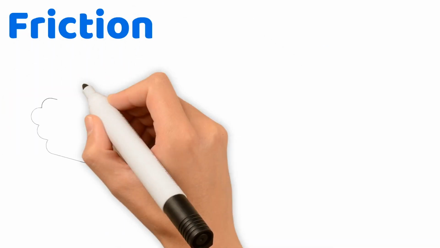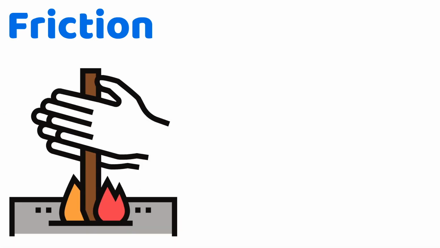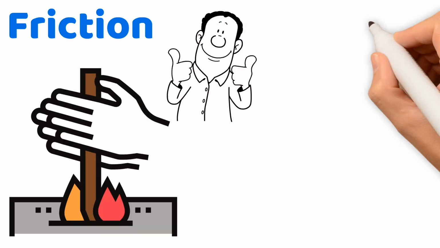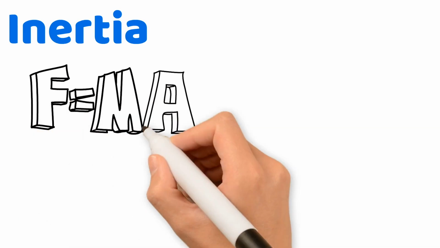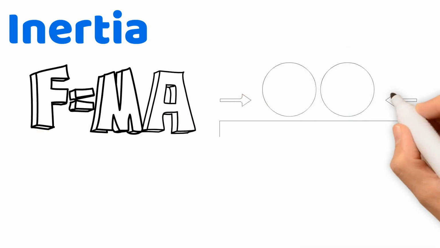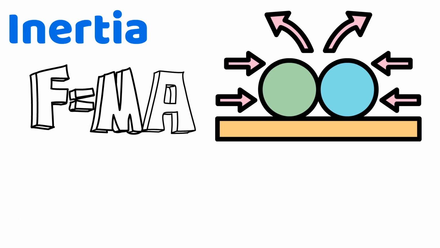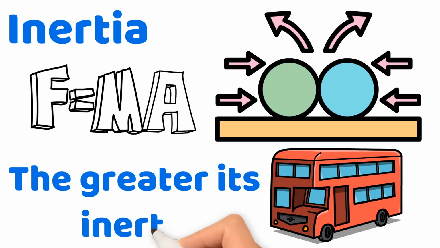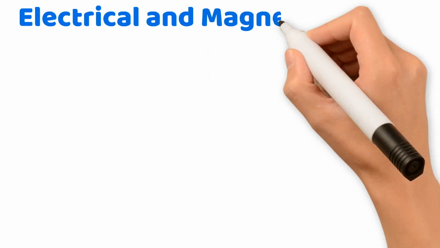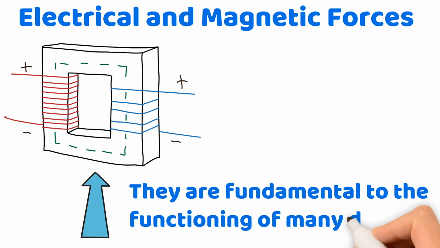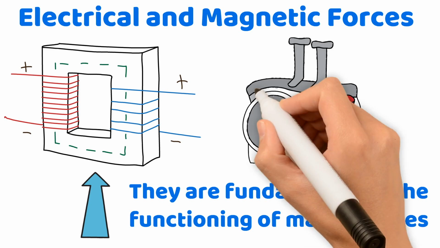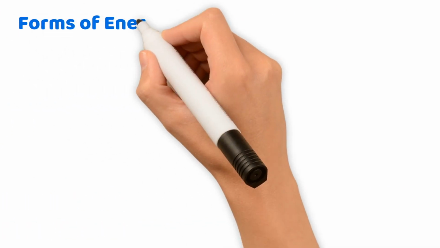Friction. This force opposes the motion of objects in contact. It plays a critical role in everyday activities, such as walking and driving, by preventing slipping and aiding in the stopping of vehicles. Inertia. Defined by Newton's first law of motion, inertia is the tendency of an object to resist changes in its state of motion. The greater the mass of the object, the greater its inertia. Electrical and magnetic forces. These forces govern the attraction or repulsion between charged particles or magnetic poles. They are fundamental to the functioning of many devices, from electric motors to household appliances.